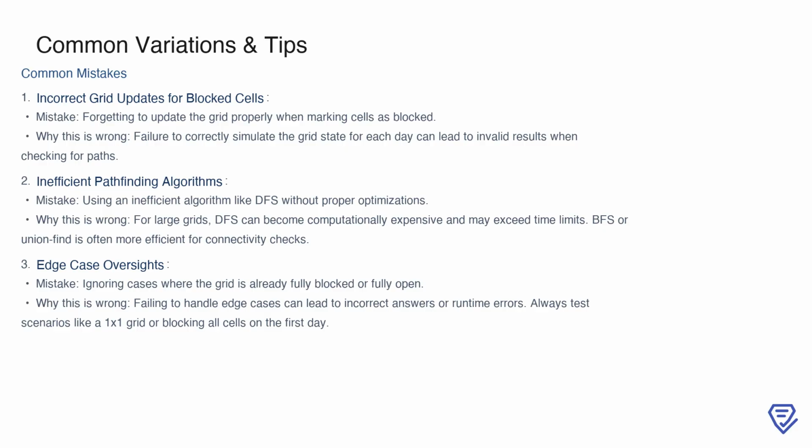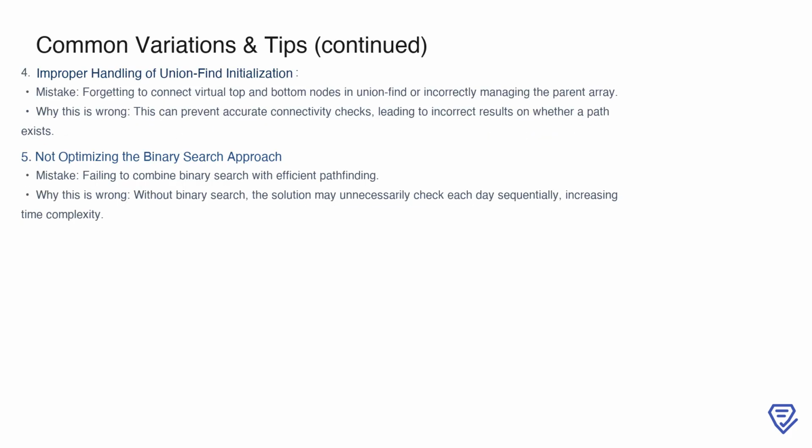For example, what happens if the grid is fully blocked or entirely open from the start? Missing these edge cases can result in incorrect answers or runtime errors, so it's crucial to test scenarios like a 1x1 grid or where all cells are blocked on day 1. Another common pitfall arises with UnionFind initialization. If you forget to connect the virtual top and bottom nodes or improperly manage the parent array, it can disrupt your connectivity checks and lead to incorrect results.